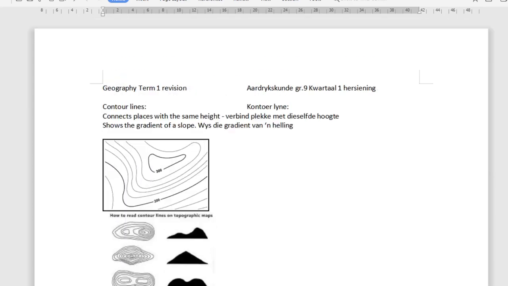Okay, so we're looking at grade 9 geography, term 1 revision. So ons gaan net gou die kwartaal 1 hersien. Okay, so first of all, we've got contour lines. So wat is 'n contourlyn?